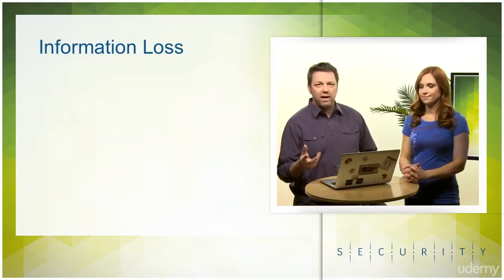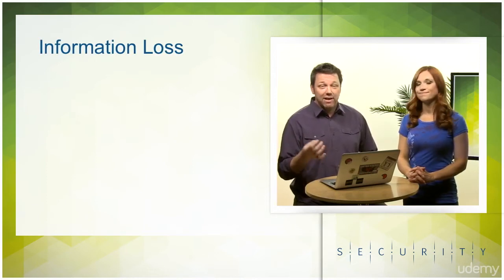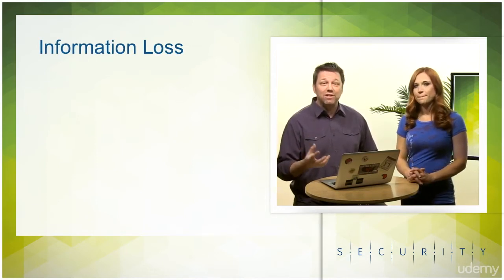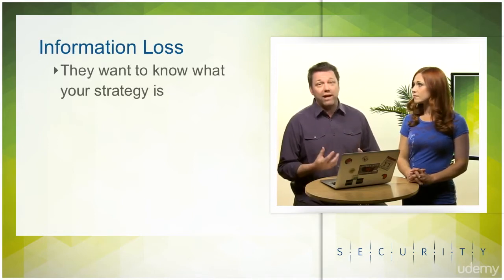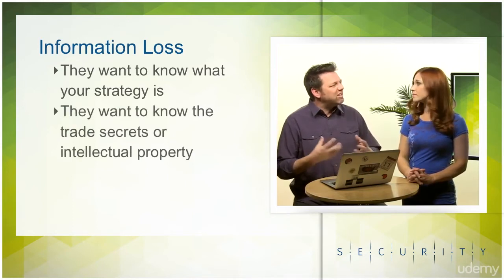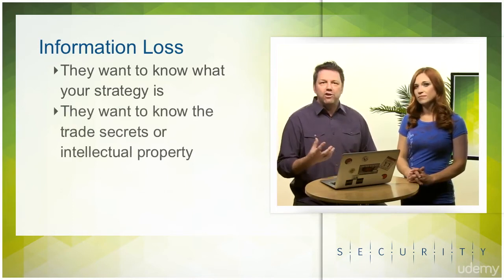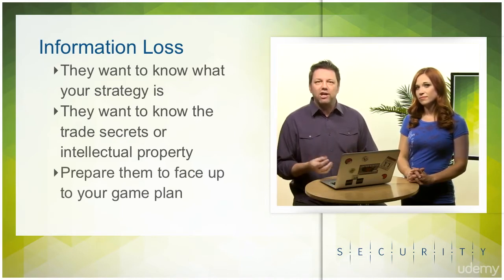Right. And we were talking about information loss, right? And how information can get into the hands of your competition. Not a good thing. The competition can sometimes get someone to gather information on their behalf. They may want to know what your strategy is, and want to know the trade secrets or intellectual property, things that'll give them an upper hand, right? The information could prepare them to face up to your game plan. Now, as an organization, you need to protect your own data, and you need to identify vulnerabilities.